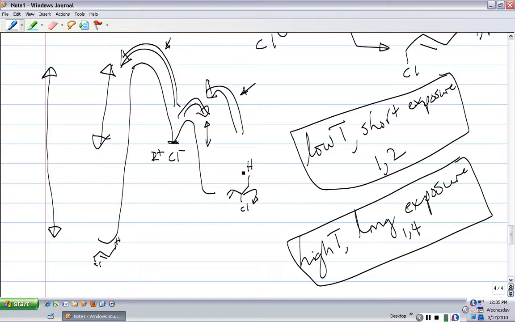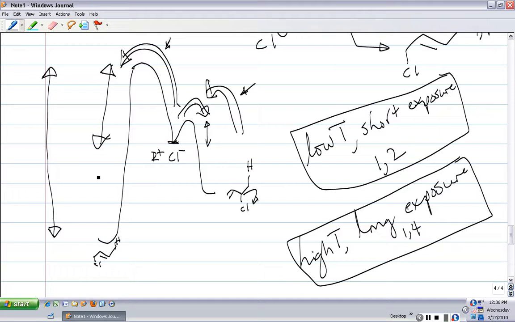I want to give the 1,2 species enough energy to jump back over the barrier and give me the ion pair, because once it's the ion pair, it's fair game. Right? The ion pair has two options: make 1,2 or make 1,4. And the longer time I leave it, the more the 1,4 product will simply accumulate. Right? From the ion pair initially forming into the 1,4, and then from some of the 1,2s reionizing, and then some of those forming the 1,4. So to get the 1,4 product, I'm going to run my reaction at a high temperature and for a long exposure.